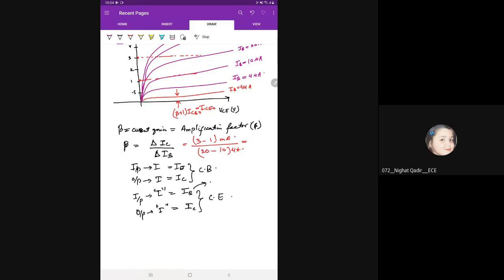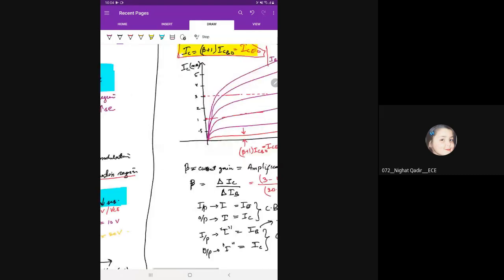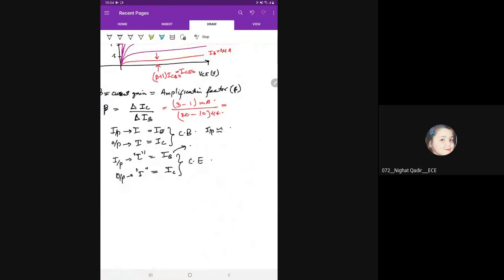But here in common emitter configuration, that is not the case. तो common base में क्या था? Common base में input current was nearly equal to output. यहाँ input current, here you do not have input current equal to output current. That is why the curves will not be constant. They will have some slope. Okay. So we should note it down here. Curves are not constant.